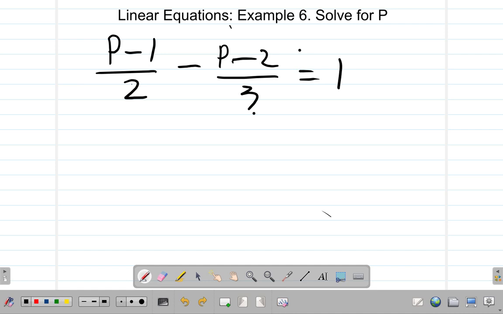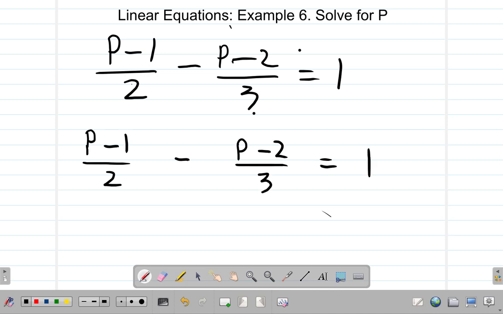So I'm going to rewrite this. P minus 1 divided by 2 minus P minus 2 divided by 3 equals 1. So I'm going to multiply this by 2 times 3, which is 6. And multiply this by 2 times 3, which is 6. Multiply the 1 by 2 times 3, which is 6.